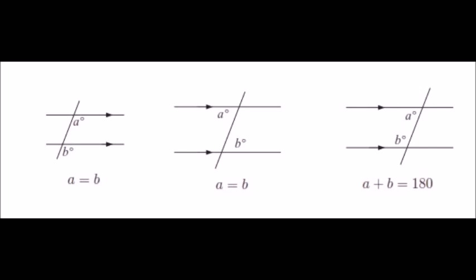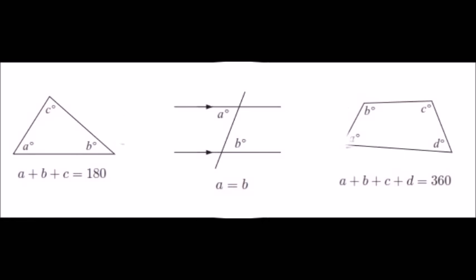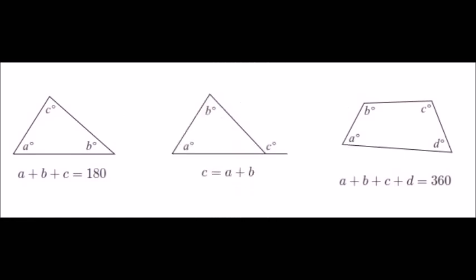Co-interior angles, also called allied angles. When two parallel lines are cut by a third line, then co-interior angles are supplementary. The sum of the interior angles of a triangle is always 180 degrees. As we can see, A plus B plus C gives 180.